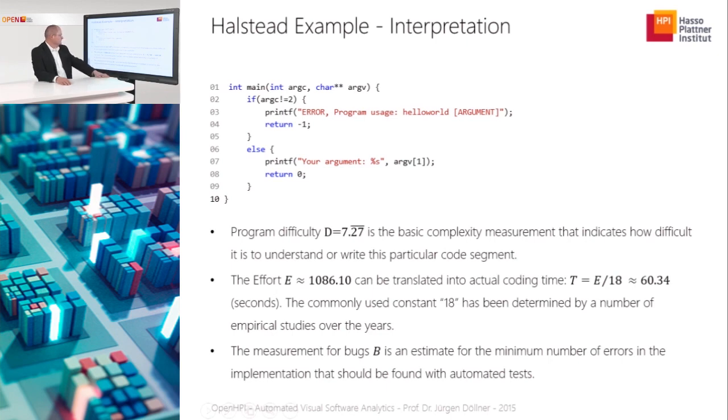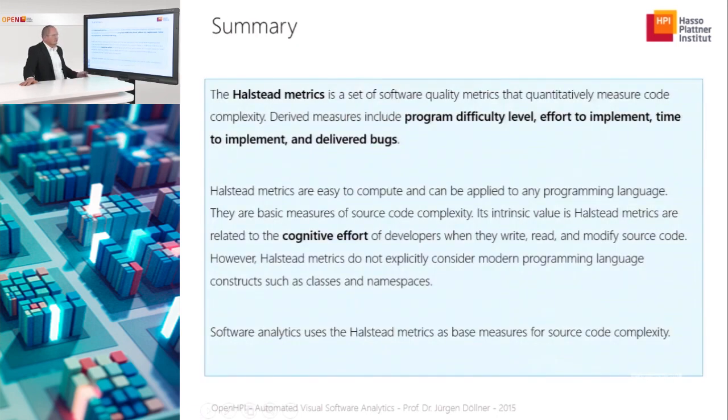The commonly used 18 has been determined by a number of studies over the years, and the measurement for bugs is an estimate for the minimum number of errors in the implementation that should be found with automated or non-automated tests. This illustrates how Halstead metrics can be used for source code to find these interesting measures about difficulty, effort, time, and bugs.